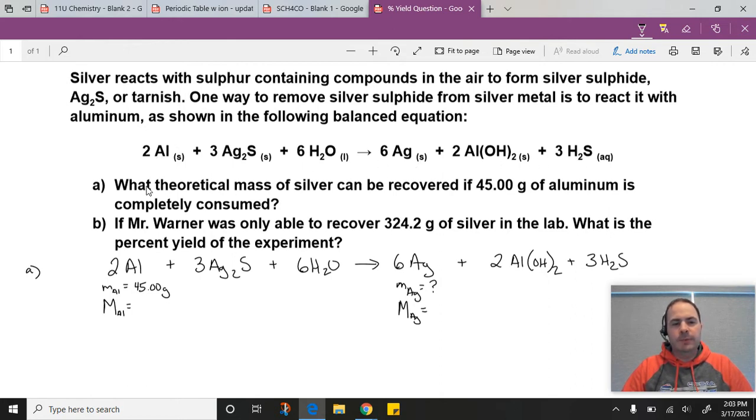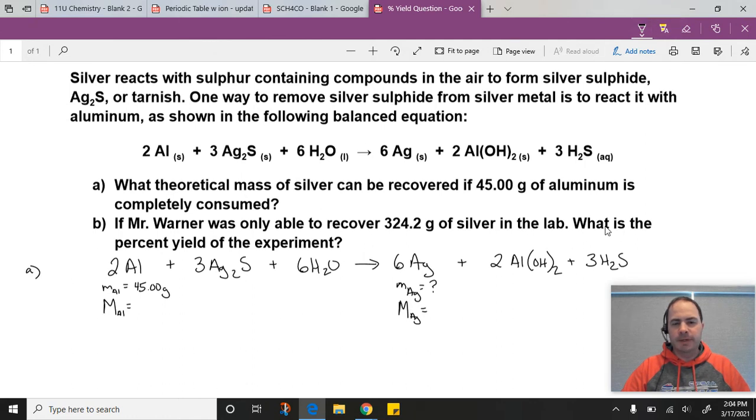What we want to determine is what's the theoretical mass of silver that can be recovered if 45 grams of aluminum is completely consumed. So if we use 45 grams of aluminum, we want to determine how much silver we could actually produce. The other thing we're asked for in this question is to determine what the percent yield of the experiment would be if I, Mr. Warner, set up this experiment and was able to recover 324.2 grams of silver. So we're going to work through this problem and see what we can find.